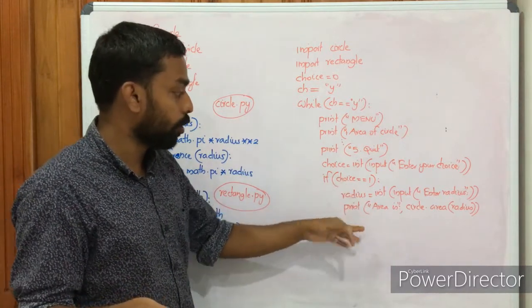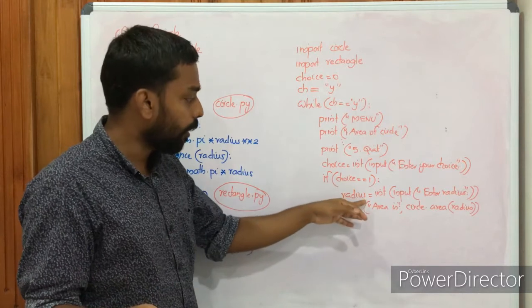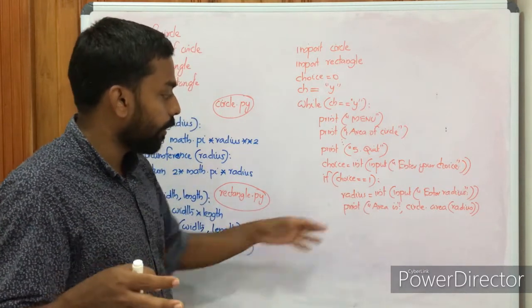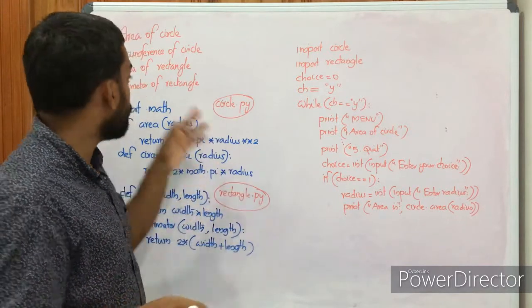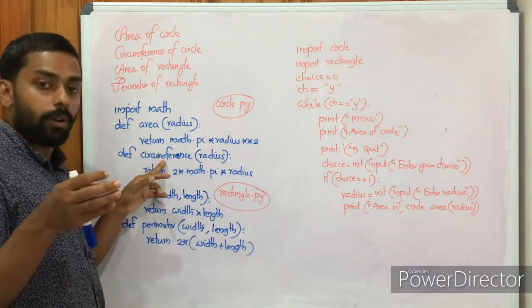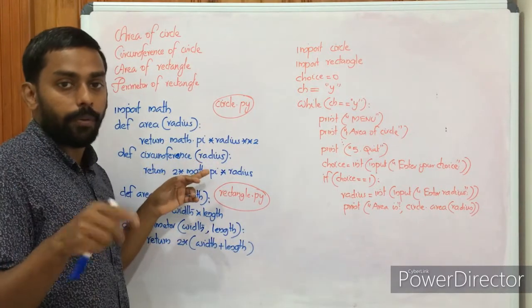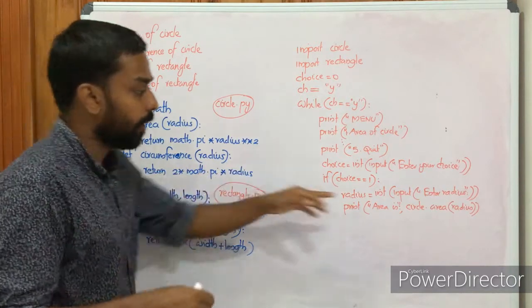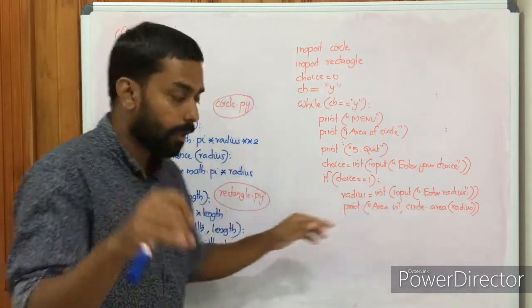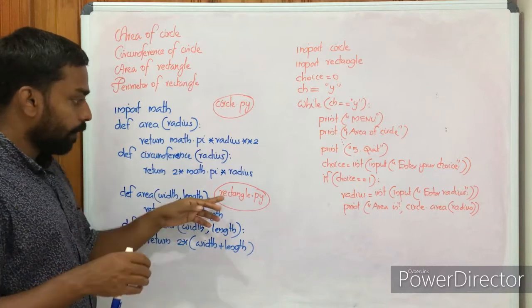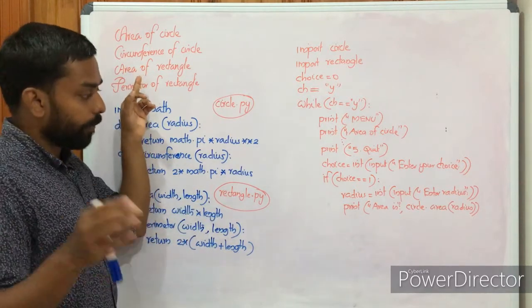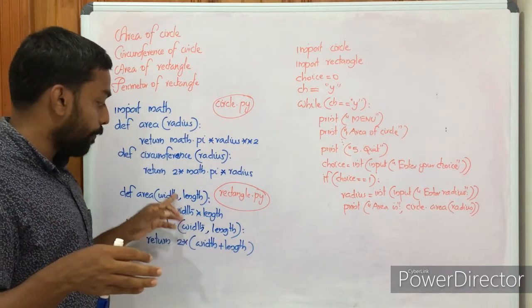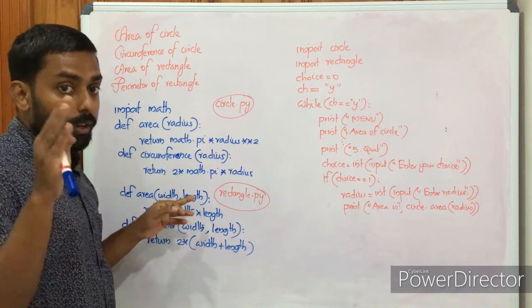If choice equals 2, what happens? We should initialize radius again. Then what is the circumference of a circle? Circle dot circumference, and we must have one value for radius, the same way as we have called area. Then the third one will be the area of a rectangle, so we have to initialize width and length.